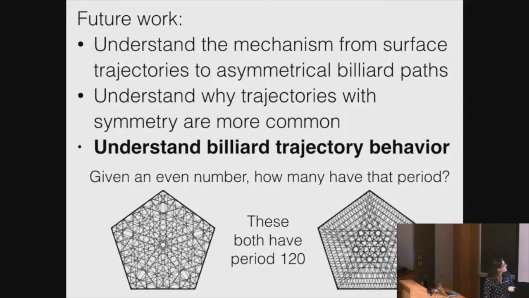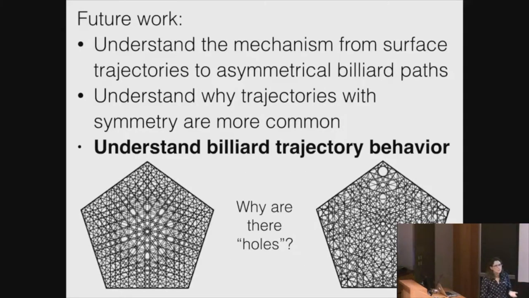120, okay. And then finally, why are there holes? People ask me this a lot. They look at your pentagon. It probably has some holes, places where there aren't a lot of parts of trajectory. Why are there holes? The first time I saw this one, I thought, wow, this trajectory was born to be an earring.